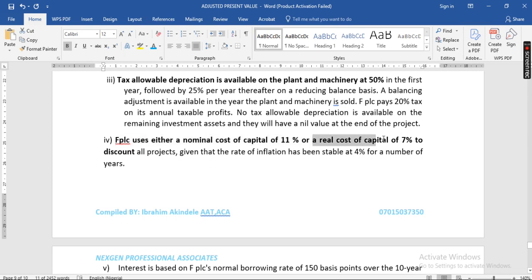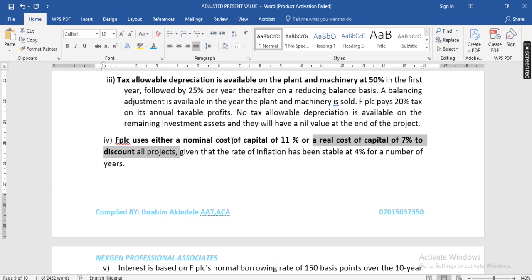Of course, we can't use this real cost of capital when we inflate the revenue by the 8% stated earlier, because this is real. It does not consider inflation, which means that we have to use 11% to discount the project, because it includes what we call the money cost of capital, which means that inflation has been taken into consideration.